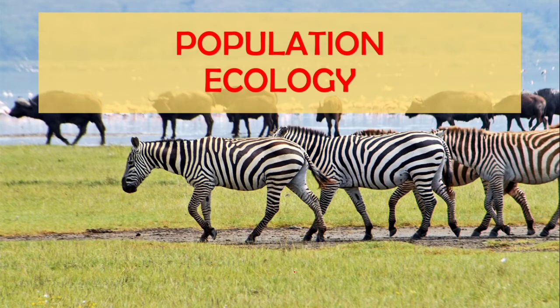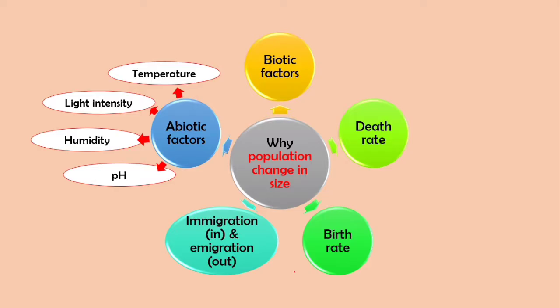Proceed with population ecology. Okay, why do populations change in size? Kenapa population boleh berubah, become smaller, become bigger? Okay, the population changes in size due to 5 factors: either biotic factors, death rates, birth rates, immigration or emigration, and also abiotic factors.